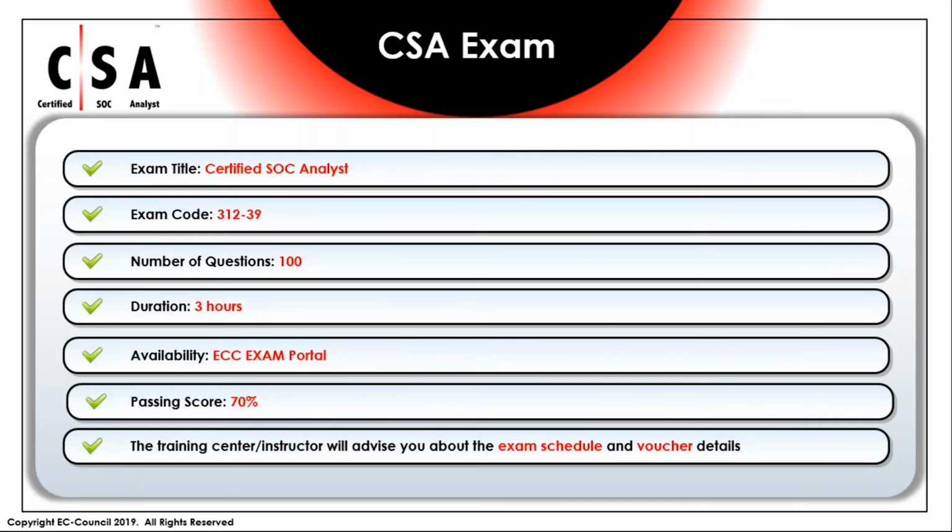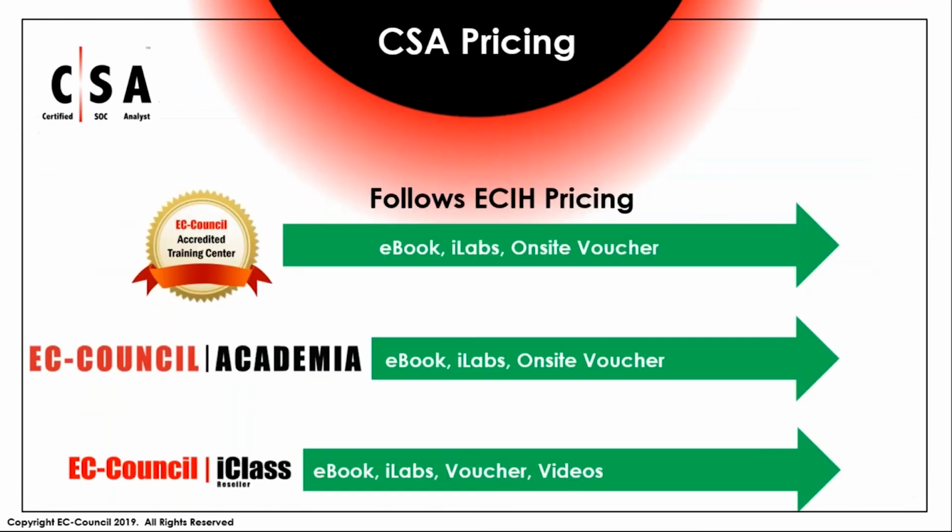In terms of the exam, all these materials will be available on Aspen. I believe it's from the 6th of August that they will be available. The duration is 3 hours, 100 questions, and a passing grade of 70% for the exam. In terms of pricing, for academia, iClass, and instructor-led training, the price will follow ECIH.